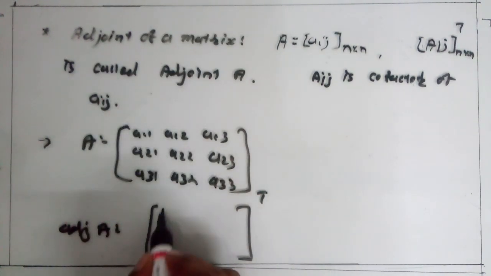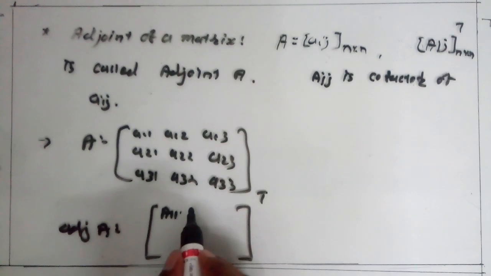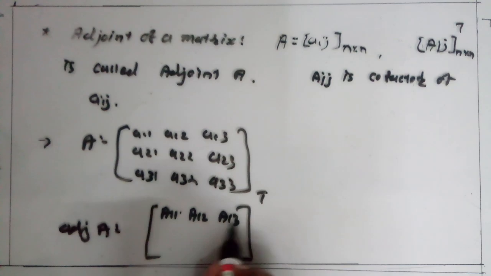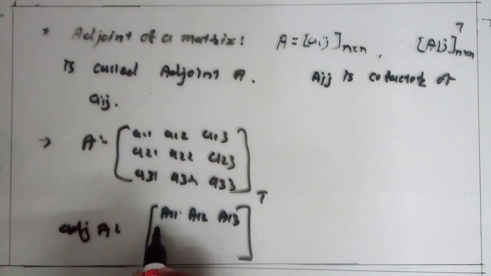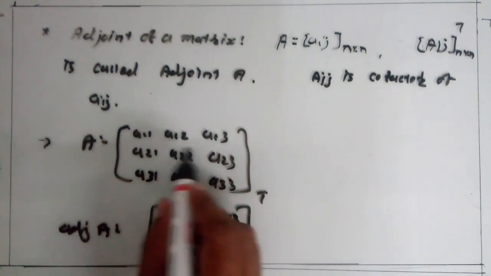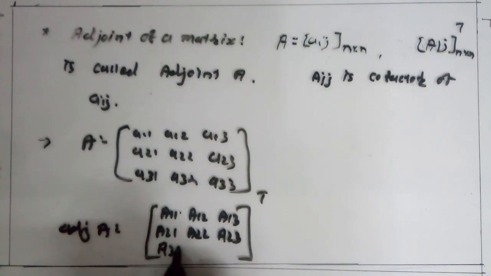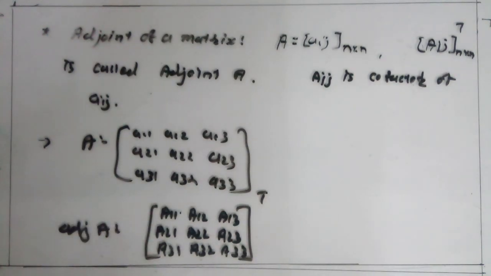The cofactor of a11 is capital A11. Similarly for a12, a13. For a21, the cofactor is capital A21. Similarly for a22, a23, a31, a32 and a33. Clear? So first replace each entry by its cofactor, then take the transpose of this.